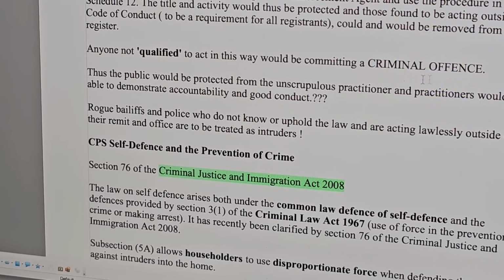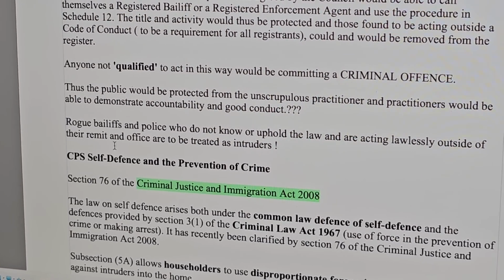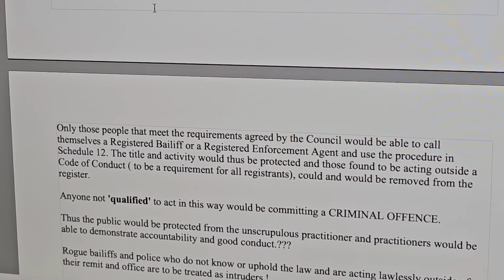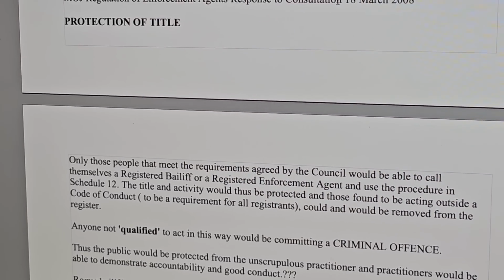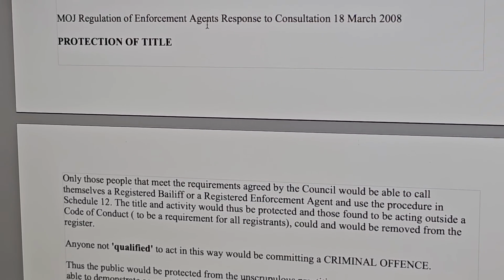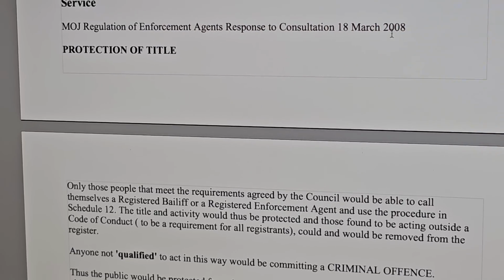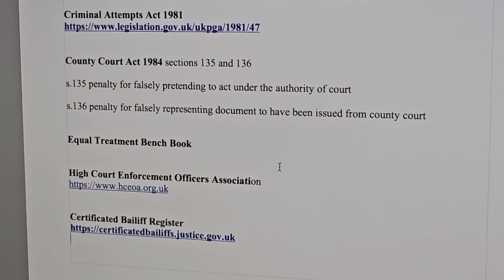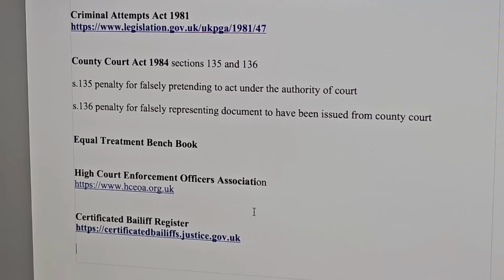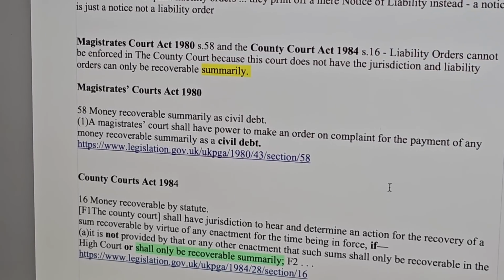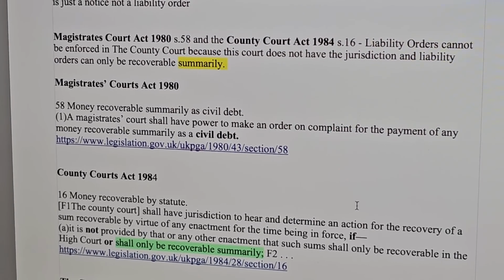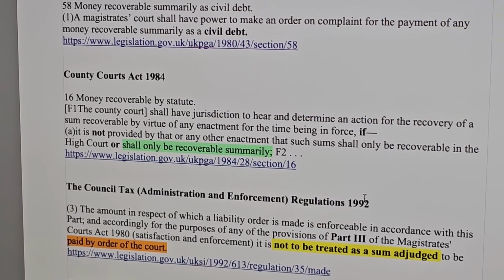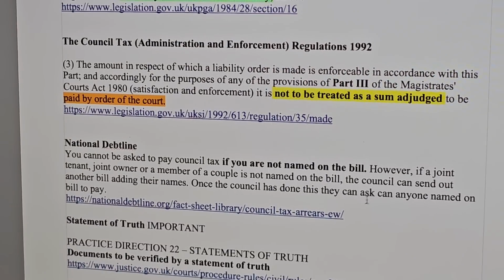Otherwise, it's a criminal offence to turn up, pretend you're something, because it's a qualified title. It's a protection of title. And that was done on the MOJ Regulation Enforcement Agent response on 18th of May 2008. So these people are all criminals if they're turning up pretending to have powers they haven't got. So we're doing this video now to put this information publicly so that everybody can start looking into this.